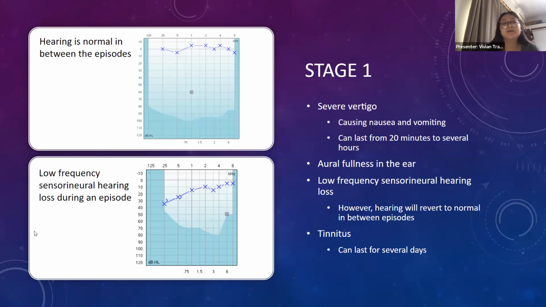So for stage 1, patients would experience severe vertigo that causes nausea and vomiting, and this episode can last from 20 minutes to several hours. They can also experience aural fullness in the ear, and there is also a low frequency sensorineural hearing loss that they would experience during the episode. So if we look at the first diagram, their hearing is normal when they're not experiencing the episode. However, when they are going through the episode, their hearing does fluctuate and go down.